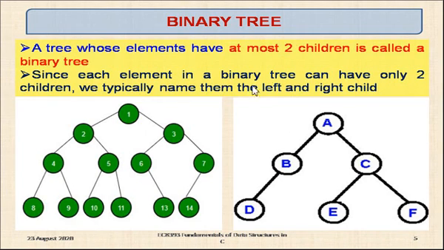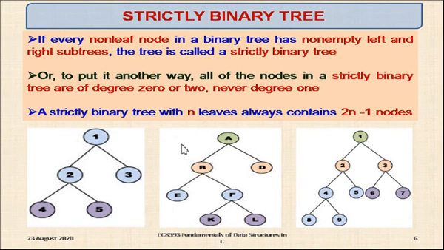Each element in a binary tree can have only two children. Typically we name them the left and right child, as you can see here. D is the left child of the parent B. Parent B doesn't have any right child. Likewise, you can see the other things. There are different types of binary trees: strictly binary tree, full binary tree, complete binary tree, like that.